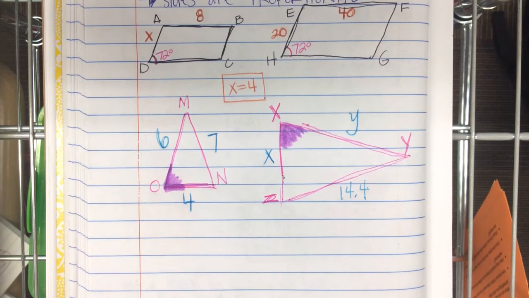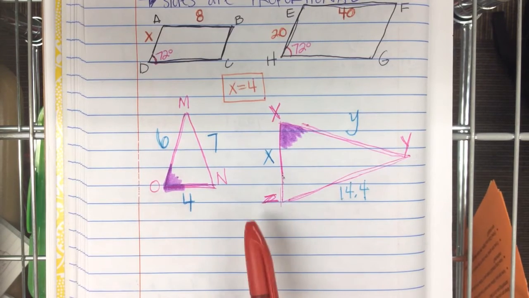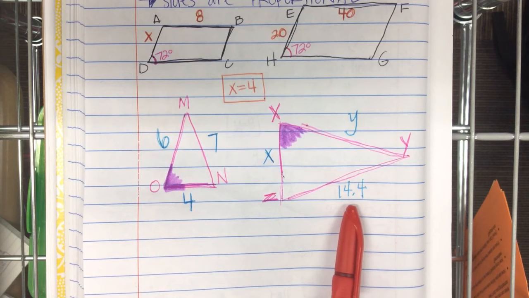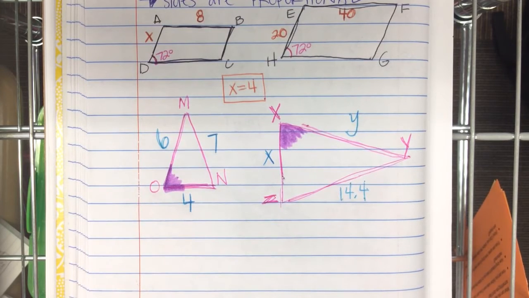All right, well, let's write some proportions. Do you know what you do to 7 to make 14.4? It has to be multiplied, by about 2. We are going to figure it out. I'm going to show you how to figure it out.